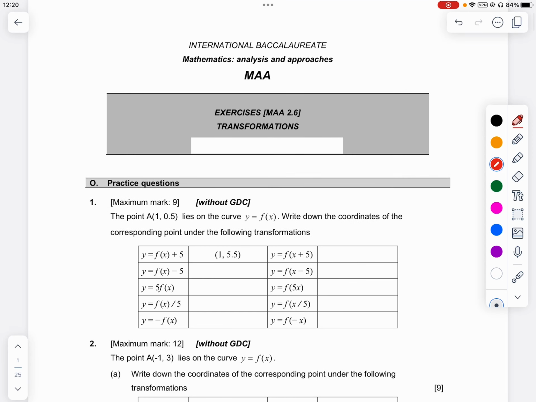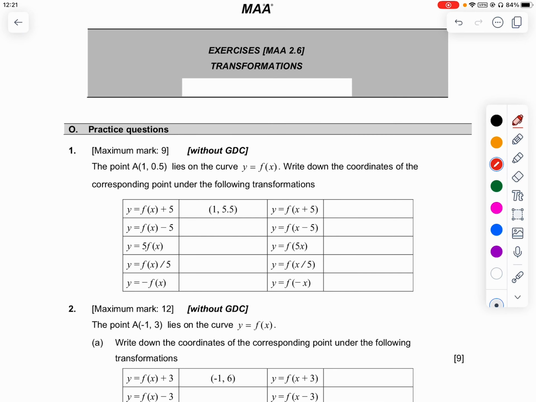Now coming to the first question, it says if a is 1 comma 0.5, write down the new coordinates after this transformation. It is minus 5 outside, so it becomes 1 comma minus 4.5. Times 5, multiply the y value by 5, 1 comma 2.5. Then divide by 5, 1 comma 0.1. Reflection on x-axis, 1 comma minus 0.5. Plus 5 is inside, so minus 4 comma 0.5.